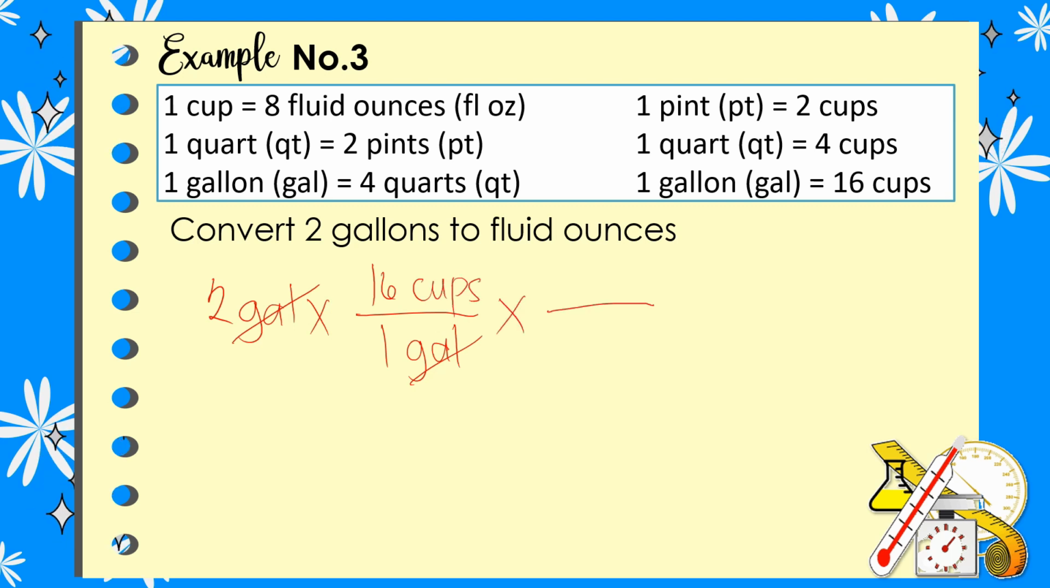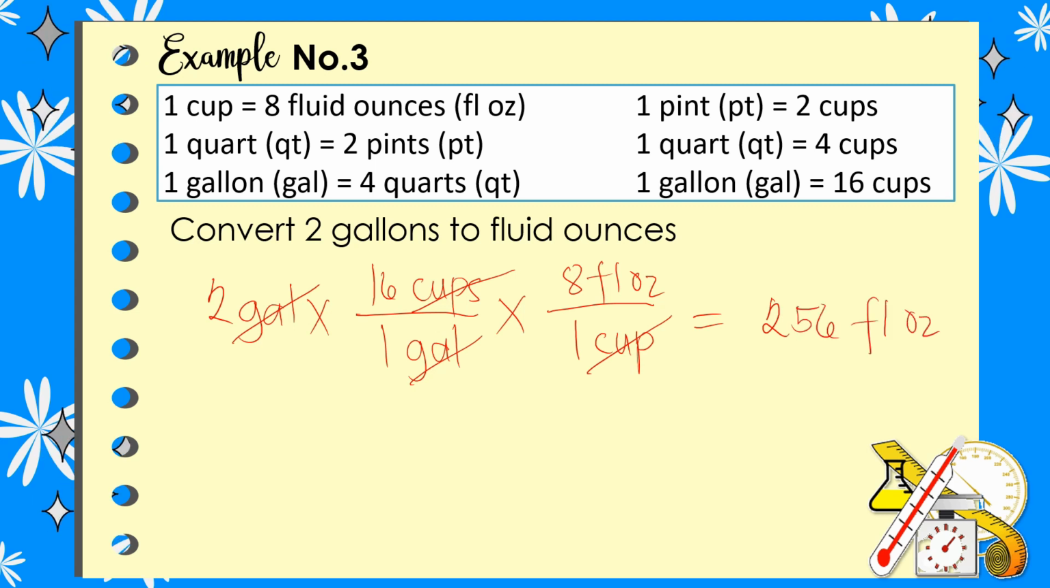And then, yung pinakahuli na gagamitin natin, yung cups and fluid ounces. So, 1 cup is equivalent to 8 fluid ounces. So, maka-cancel out na yung cup. And then, pwede natin makuha yung sagot by multiplying 2 by 16 and 8. The answer is 256 fluid ounces.